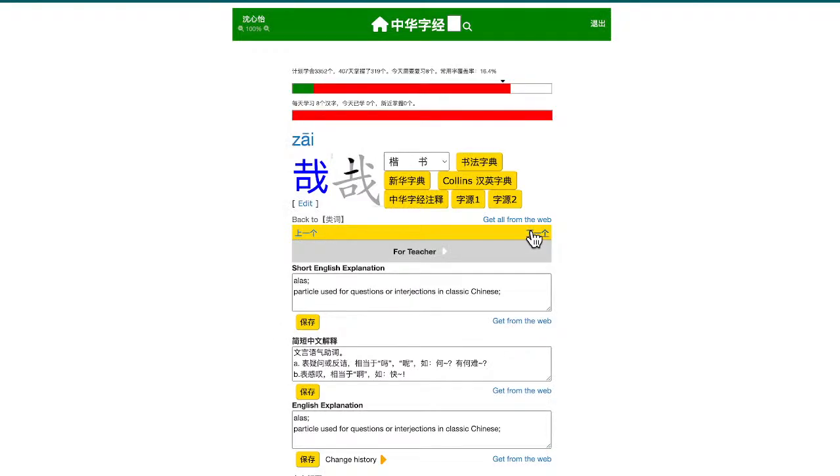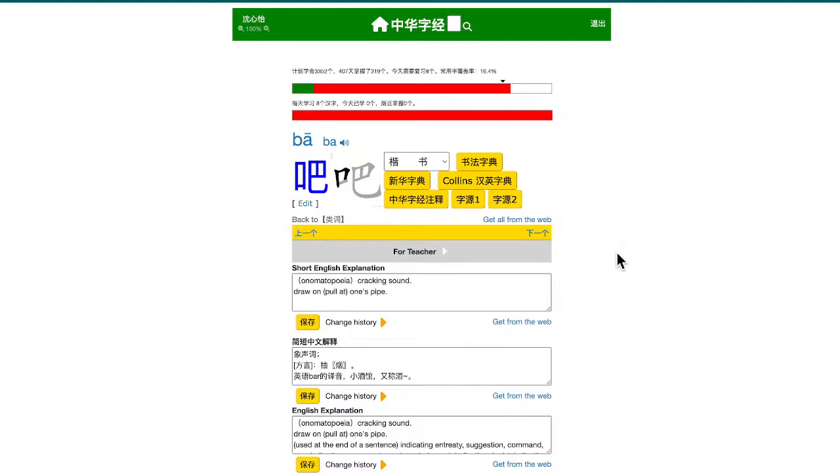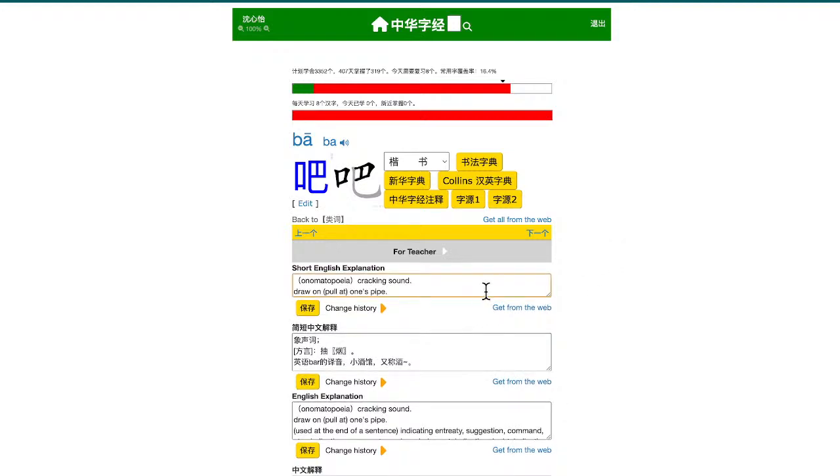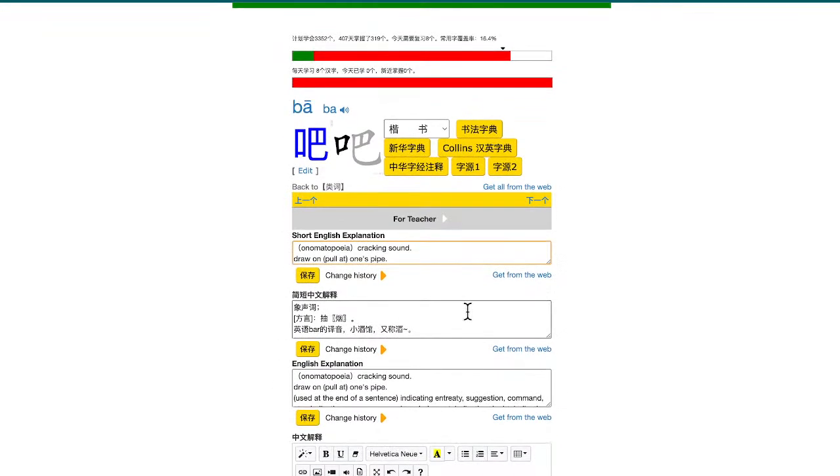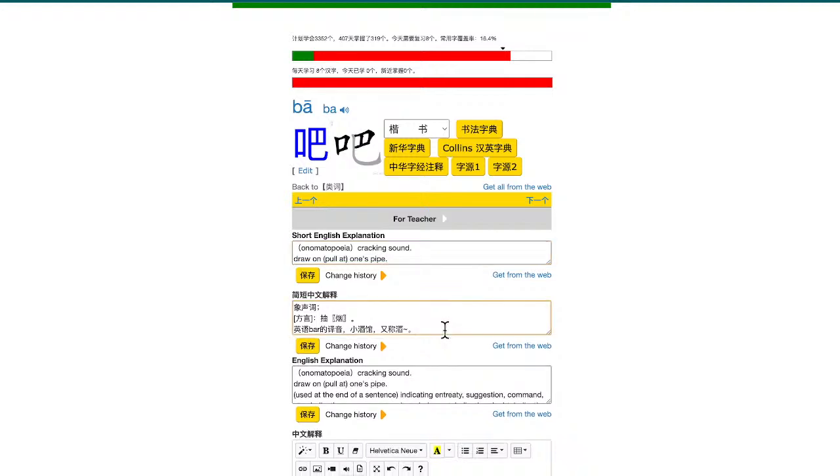Next one. 吧. Now 吧 is first an onomatopoeia. Okay, so it's representing the kind of sound, 吧, some kind of cracking sound. And this is also a phonetic translation of 酒吧, like a bar. Okay, bar 就是酒吧 bar.